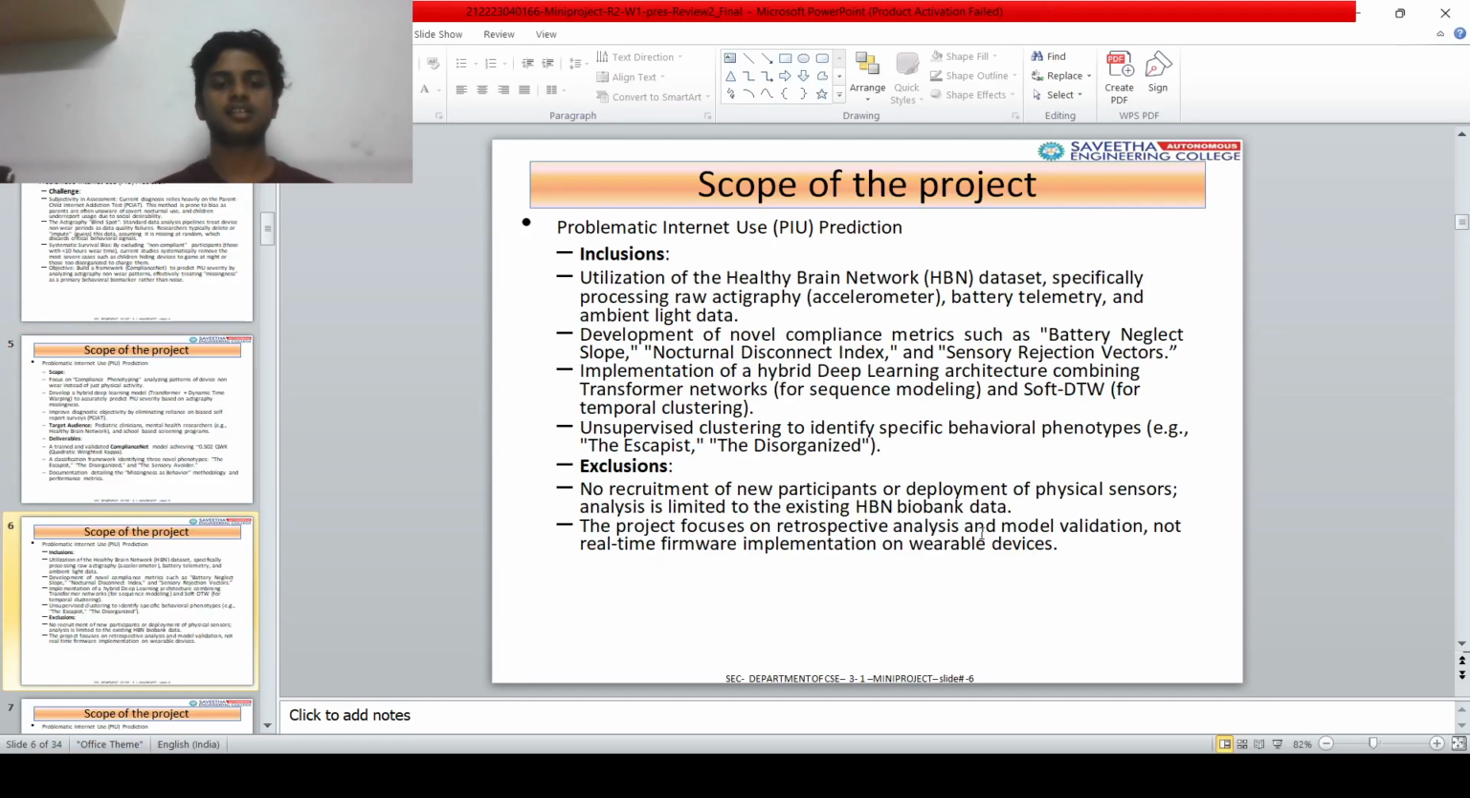The target audience includes pediatric clinicians and mental health researchers. School-based screening programs can also benefit from the system. This project delivers a trained ComplianceNet model. It also identifies the behavioral phenotypes among the users. Performance metrics and documentation are provided.